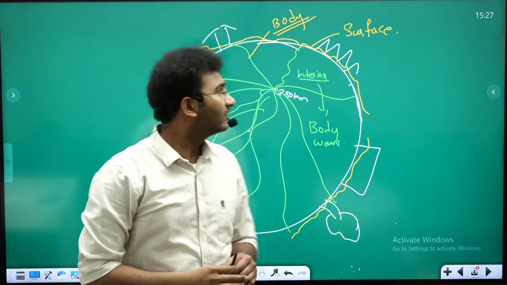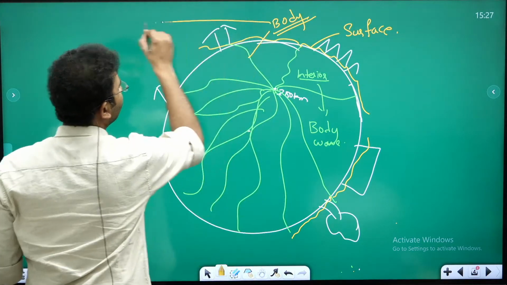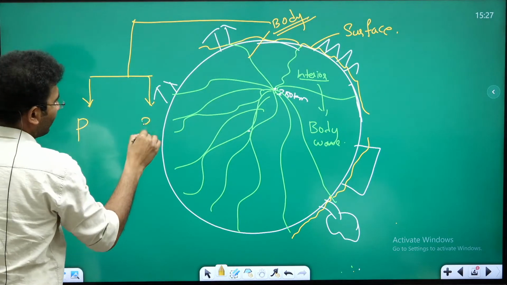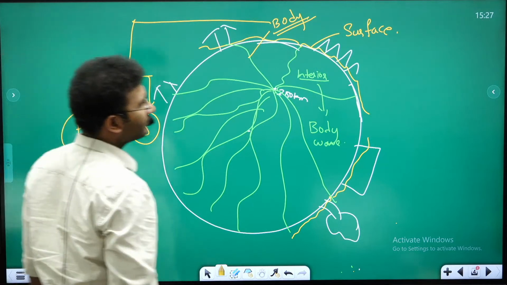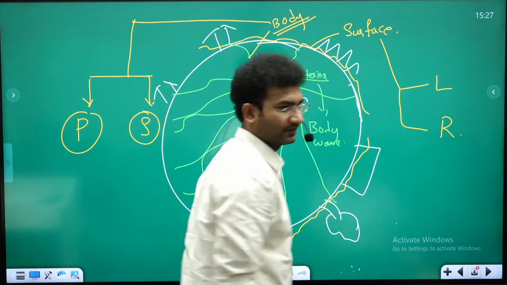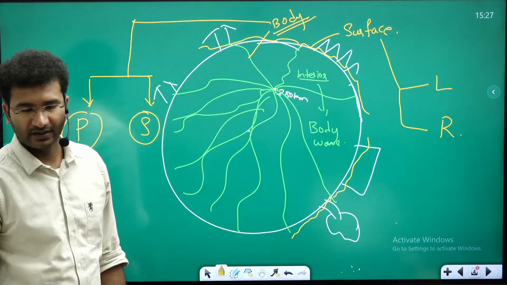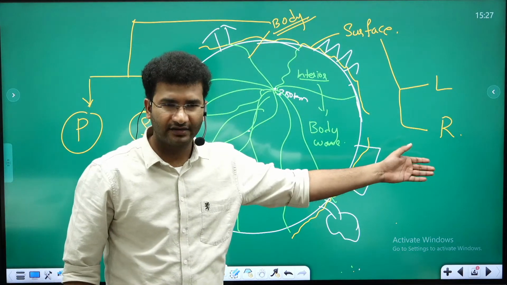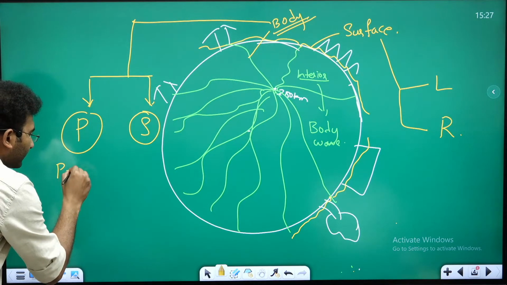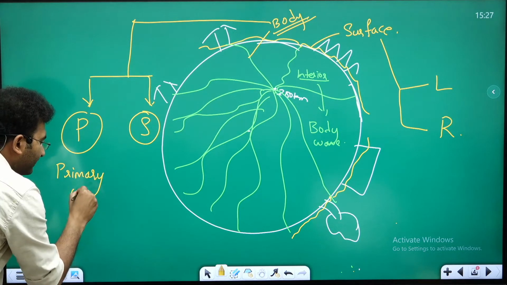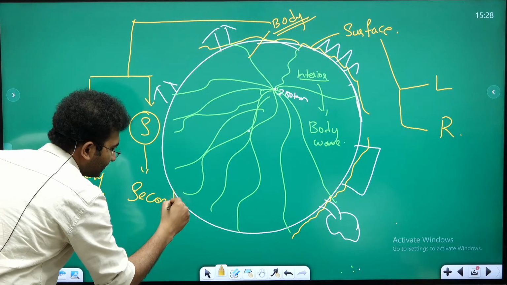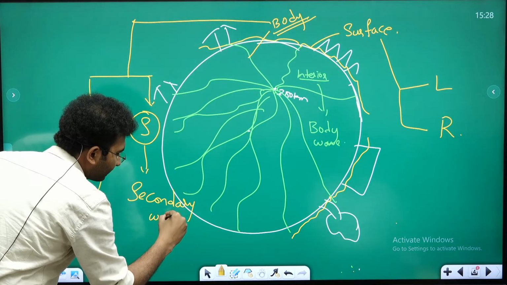In this, body waves have two different types. One is a P wave, the other one is an S wave. Surface waves can be L waves and R waves, Love waves and Rayleigh waves. P waves are nothing but primary waves. S waves are secondary waves.